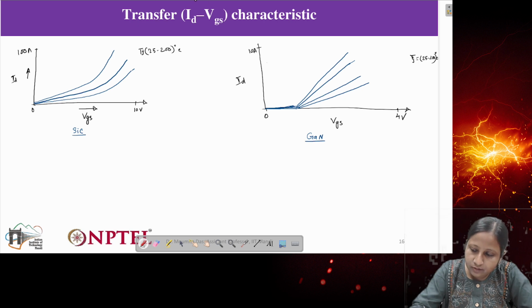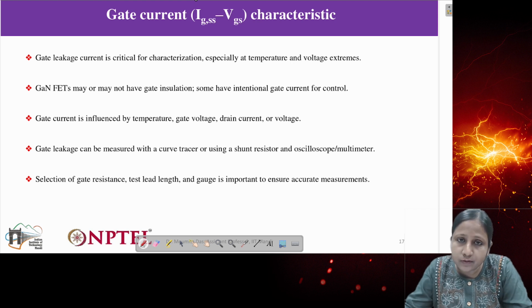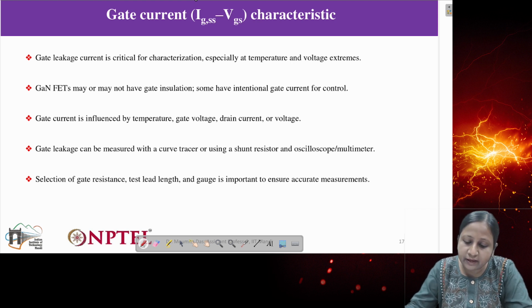Now we have another important characteristic, that is gate current. What should be the value of gate current with respect to VGS? As we are varying VGS, the gate current should also vary. How should it look? This we can actually get from this characteristic.